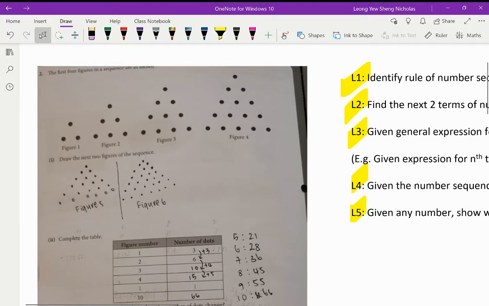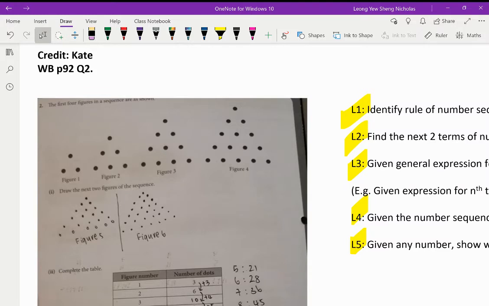Okay, so let's look at some of your classmate's work. Credits to Kate for doing this work. If there's any mistake, this will be a good opportunity for us to learn and improve further.